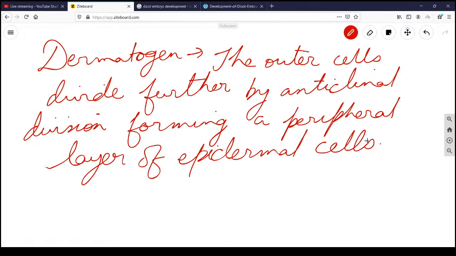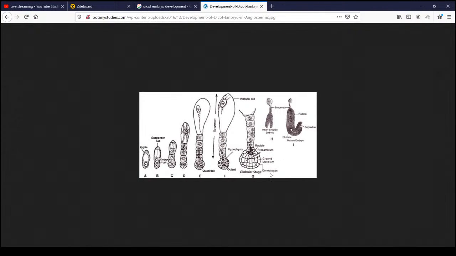Now the inner cells will again divide by longitudinal and transverse divisions. You can see here the dermatogen. If you have your book, you can look at the diagram here also, because it is very complicated to draw on the whiteboard. It will be given in any good reference book. So this is the dermatogen.